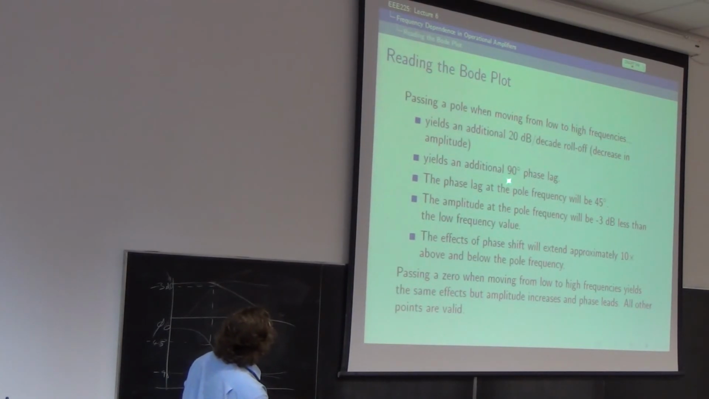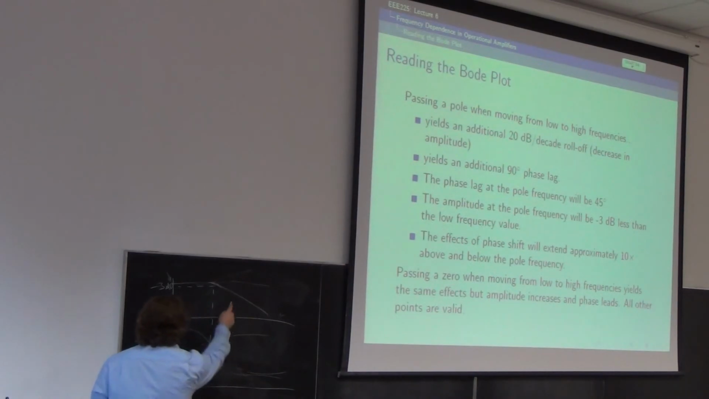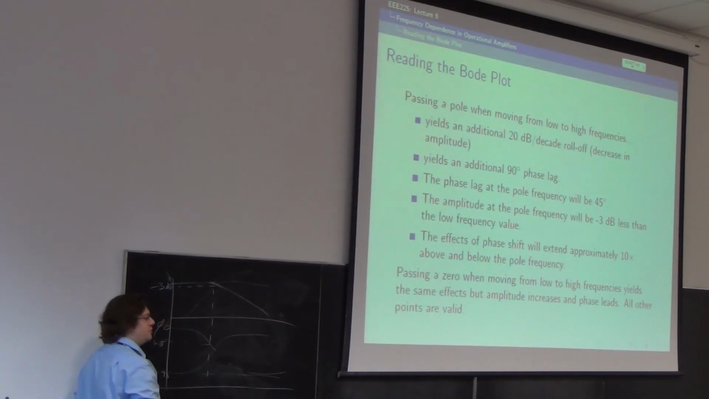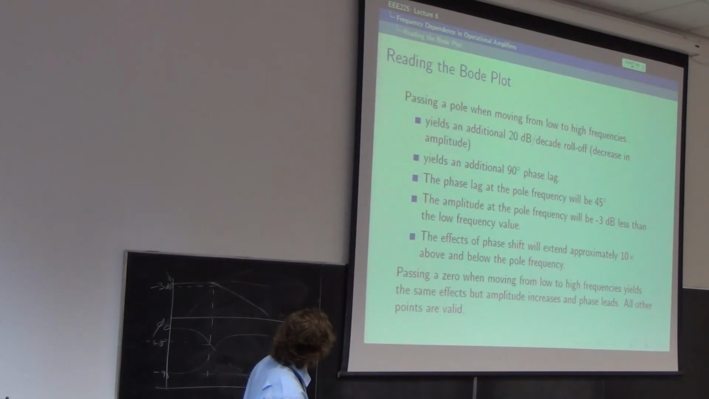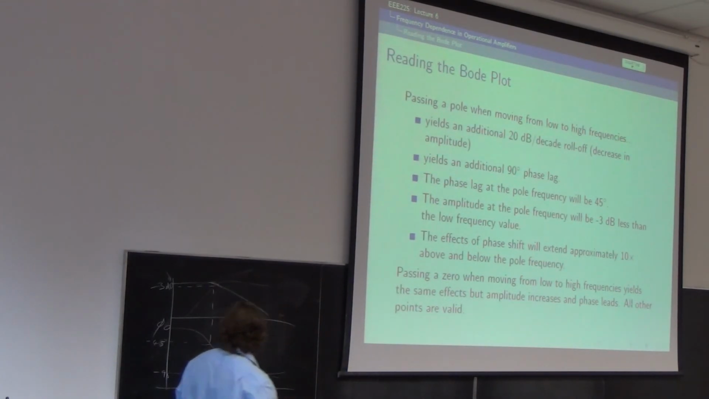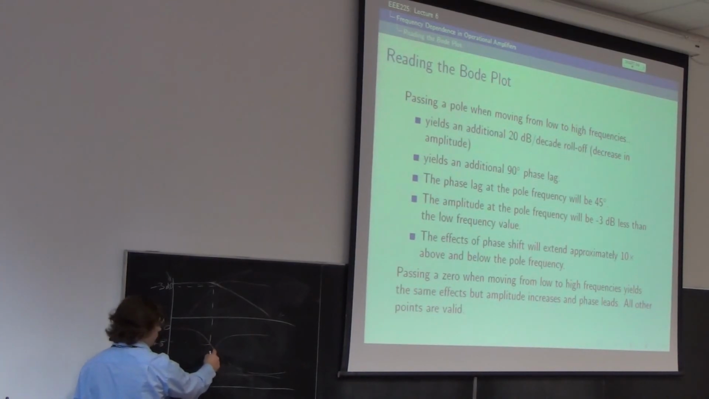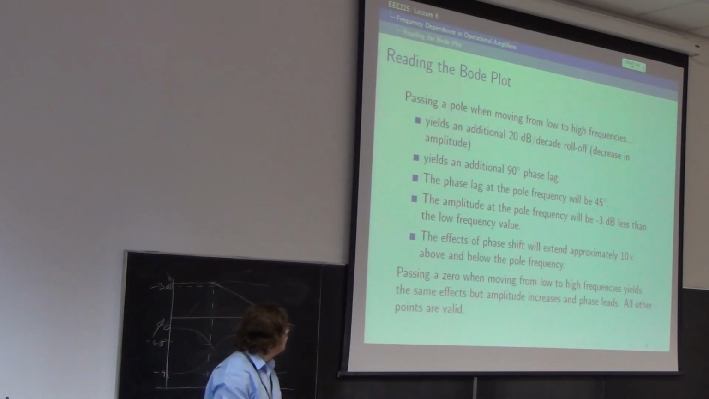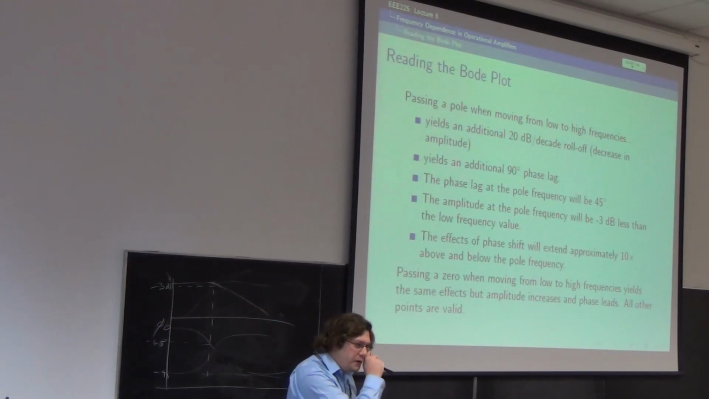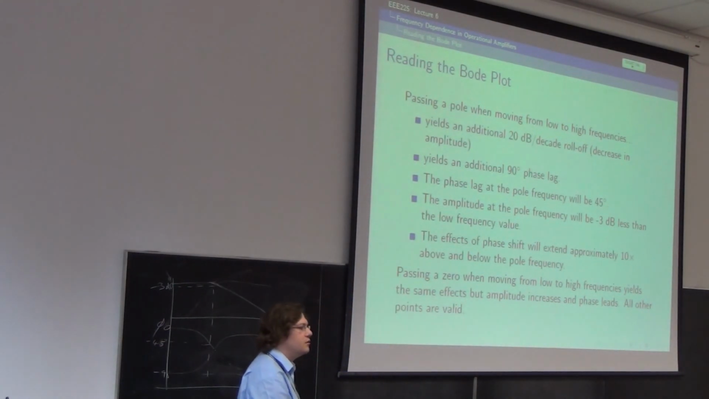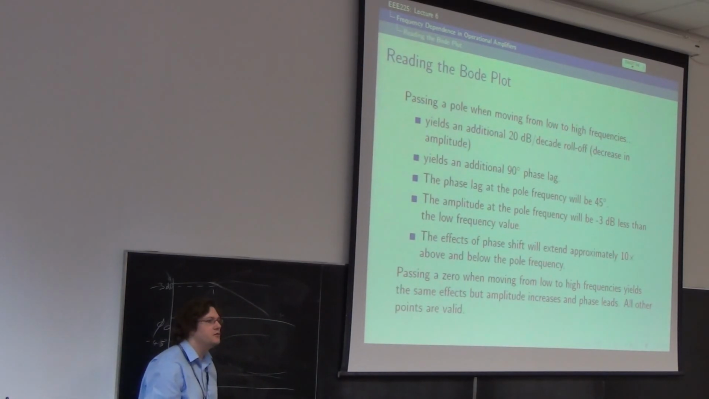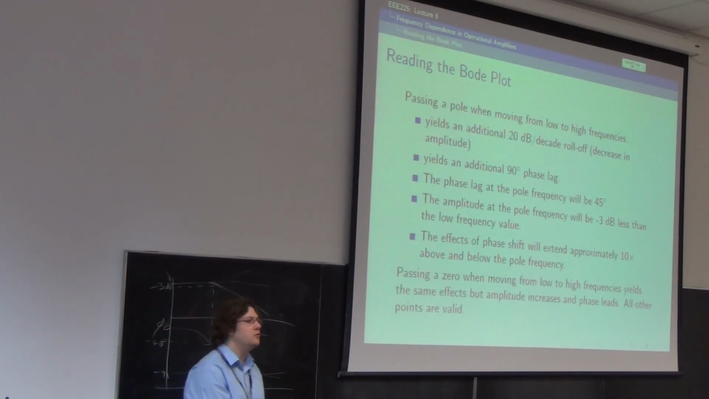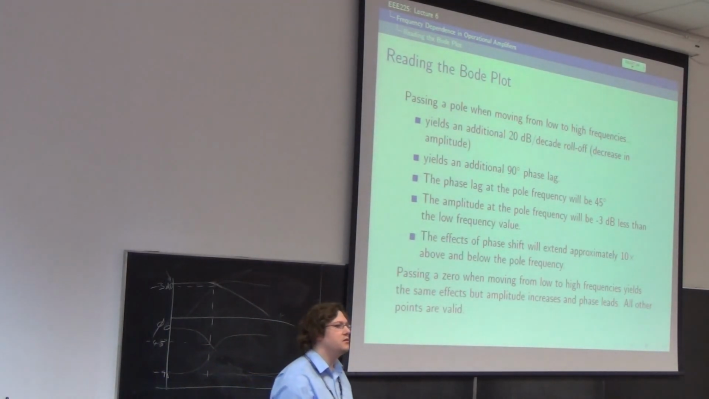It yields an additional 90 degrees of phase lag. So for this one here, we've got this phase shift. When I'm a long way past the pole, about 10 times in frequency, I'll end up with minus 90 degrees phase shift. And the phase lag at the pole frequency will be 45 degrees. The amplitude at the pole frequency will be 3 dB less than it is at the low frequency value. And the effects of the phase shift will extend approximately 10 times in frequency from the pole, so from 0.1 times omega 0 to 10 times omega 0.